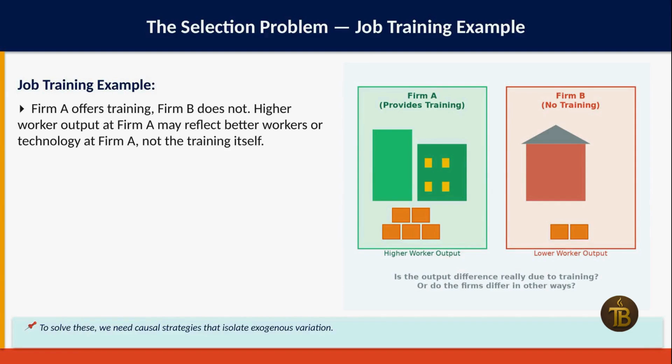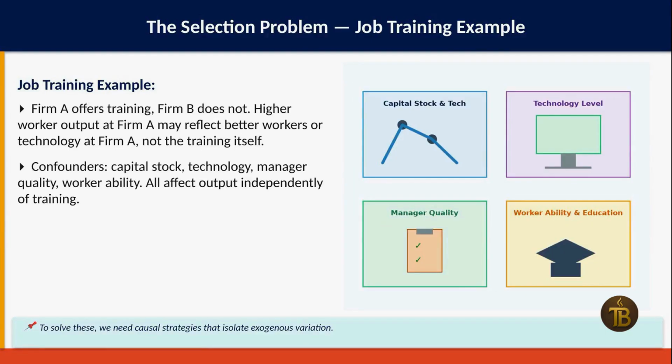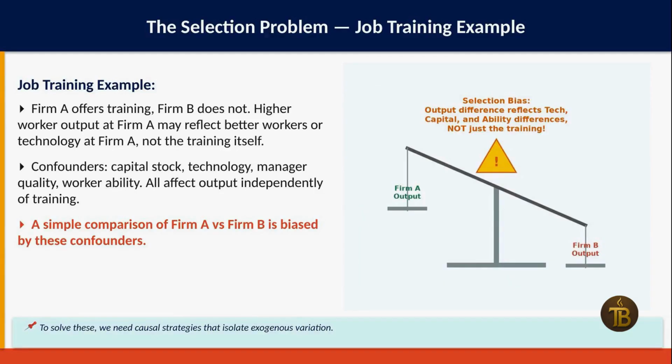Take a job training example. Firm A offers training and firm B doesn't. Higher output at firm A might just reflect better workers, or better technology at firm A, not the training itself. Capital stock, technology, manager quality, and worker ability can all affect output independently of whether training was given. So a simple comparison of firm A versus firm B is biased by all of these confounding factors.